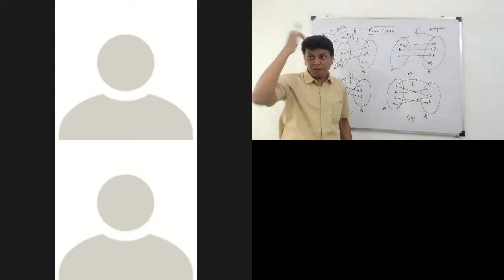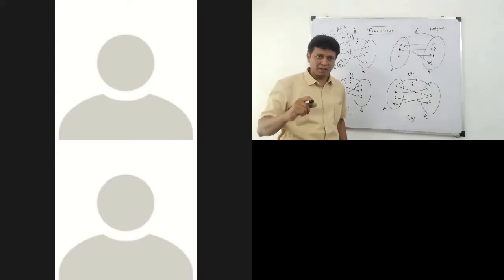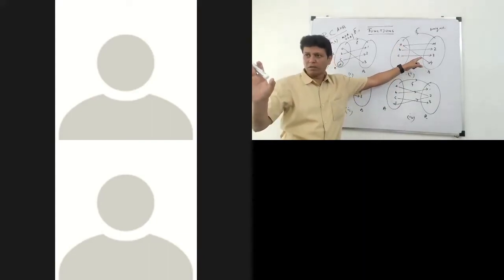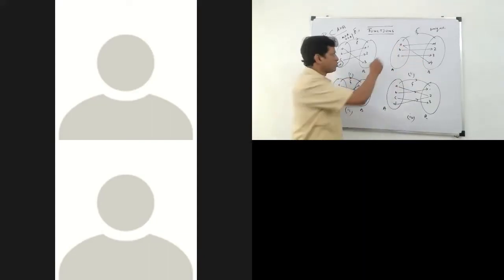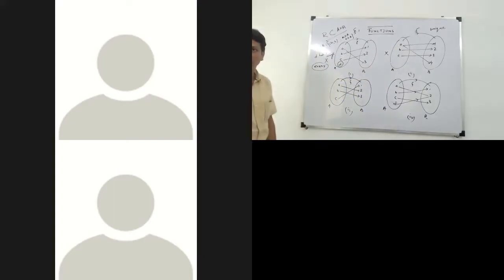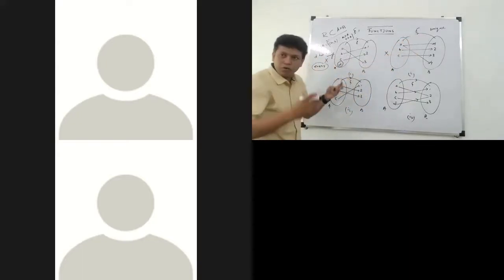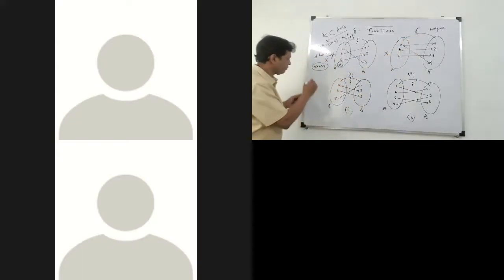So I'm using some important words. You can take a note of that also. One to many in a function is not possible. Many to one is possible. So this is not a function. Am I clear? The unique condition is violated here. So now you can define the function.